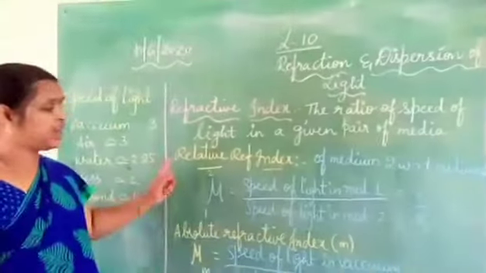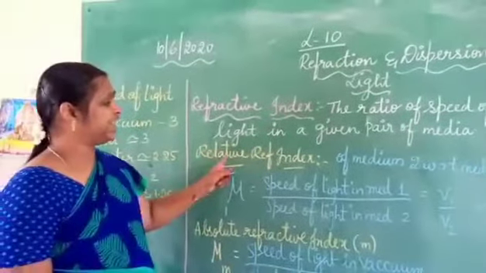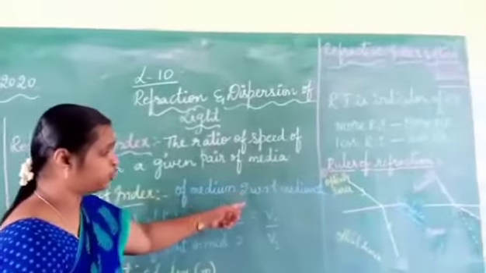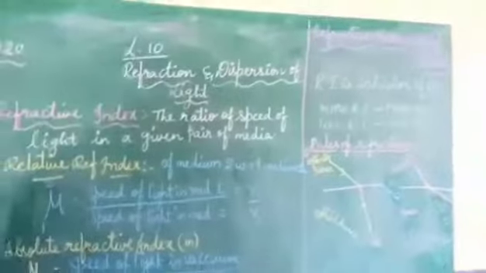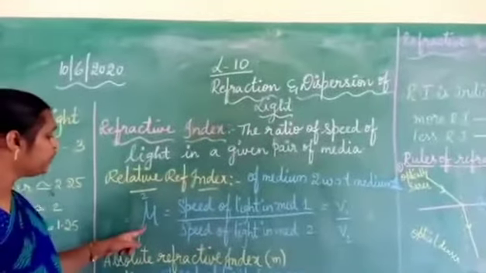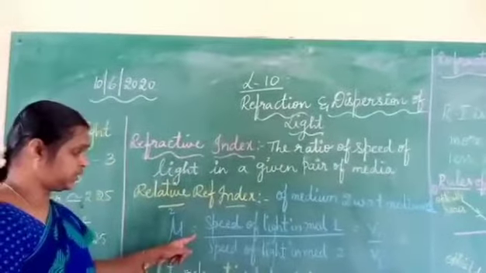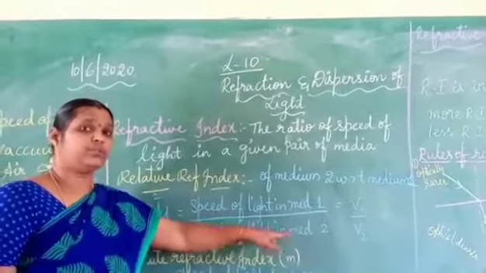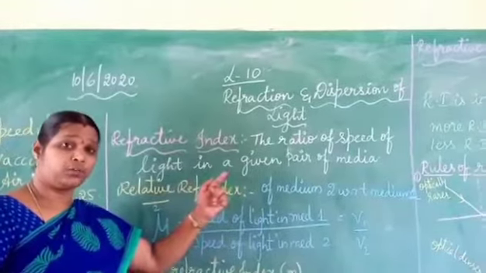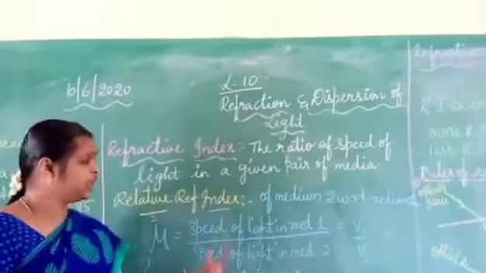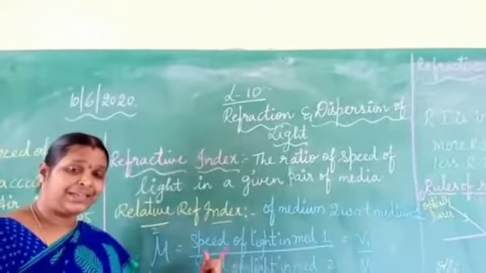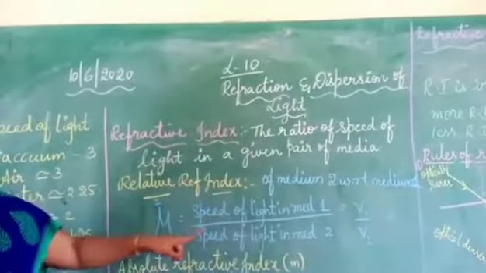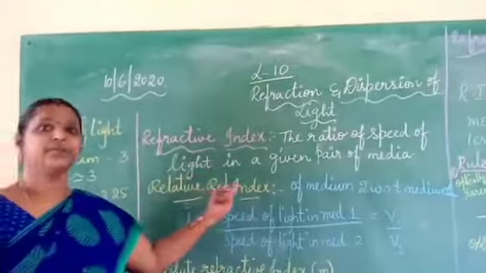In refractive index we have two different types. One is the relative refractive index. The relative refractive index of medium 2 with respect to medium 1 is denoted as mu 2 1, which is equal to speed of light in medium 1 by speed of light in medium 2. Here medium 1 will be the optically rarer medium where the speed of light is more, and medium 2 will be the optically denser medium where the speed of light is less. As we are taking two different mediums, we use this relative refractive index.